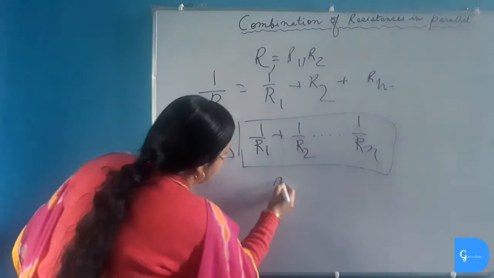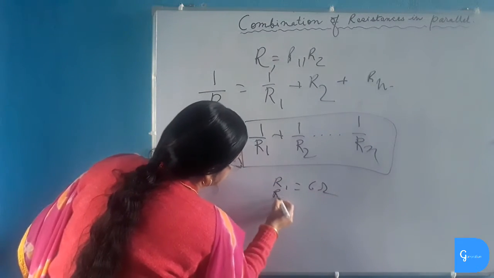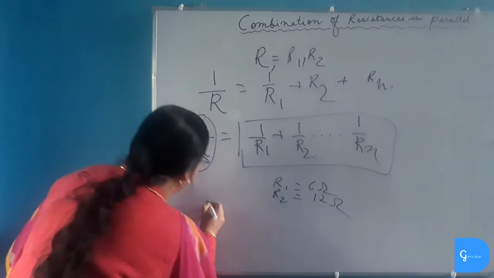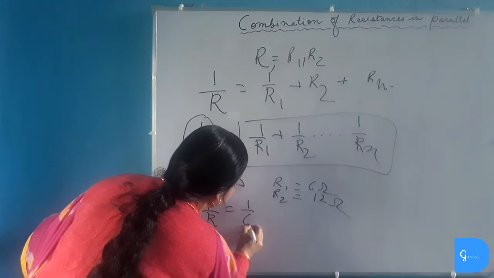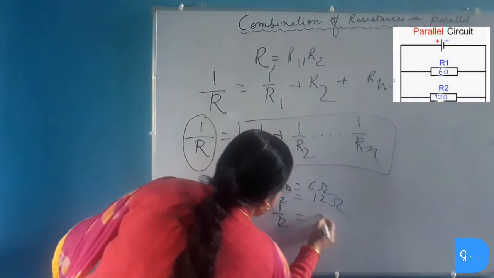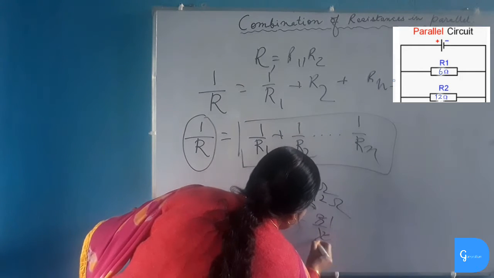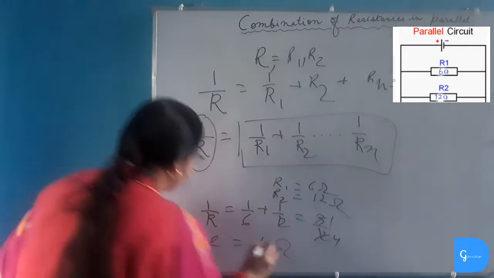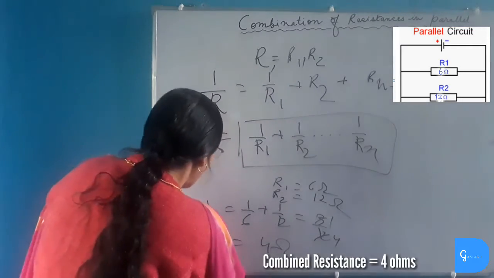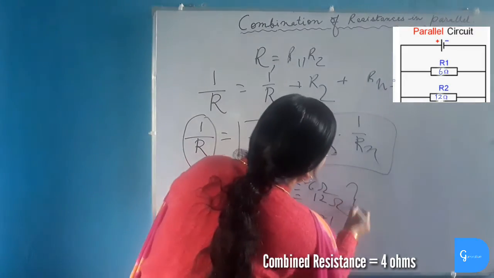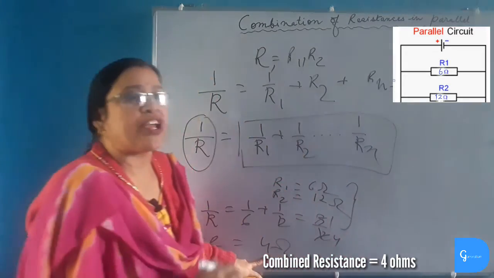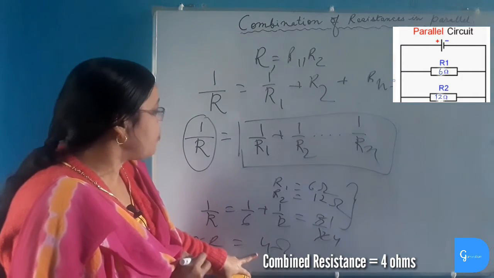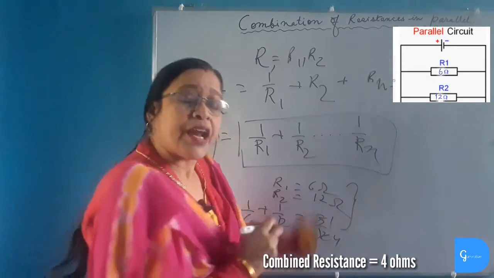Suppose the resistance R1 is 6 ohm and resistance R2 is 12 ohm, then the combined resistance in parallel combination will be 1 by R is equal to 1 by 6 plus 1 by 12 is equal to 3 by 12, or R will be 4 ohm. Thus here the combined resistance is 4 ohm, which is less than either of the two individual resistance. So we can say that in parallel combination of resistance, the resistance is reduced and its value will be less than even the smallest individual resistance.